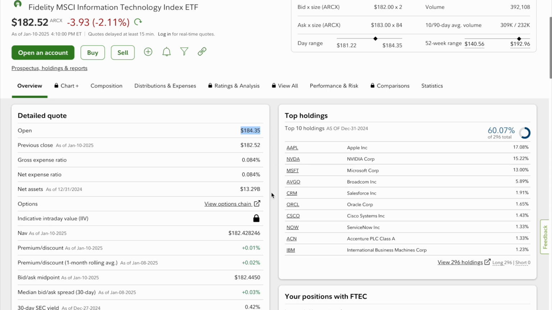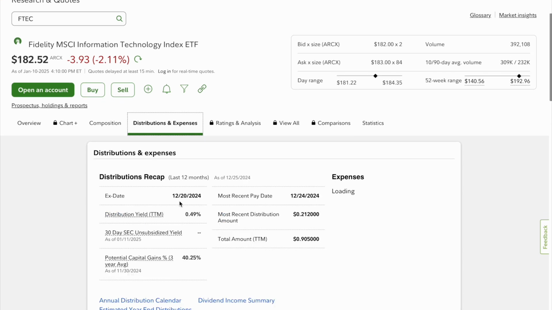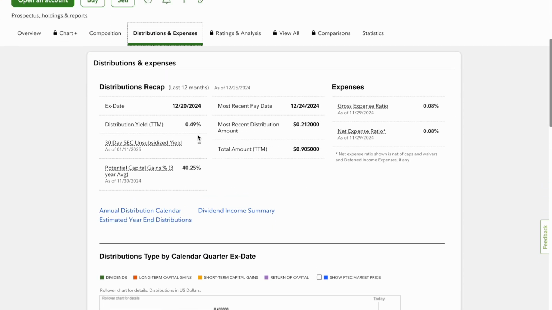So for some people, they like to be able to buy more shares. That means something to them. Gross expense ratio, net expense ratio is 0.084%, which is a lot less. I'm going to quickly go over distribution expenses just so you can see that. For every $1,000 you have invested, if it was 0.084%, you'd be paying 84 cents per every $1,000 you have invested, compared to FSELX, which is about $6.59. With that 0.65 expense ratio, you are receiving a small dividend of 0.49%.